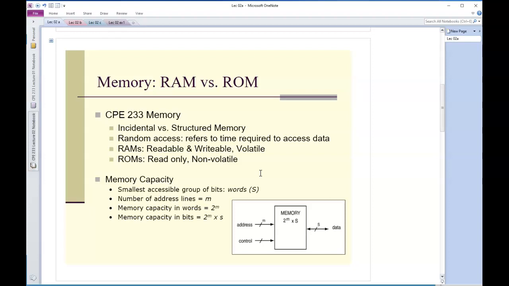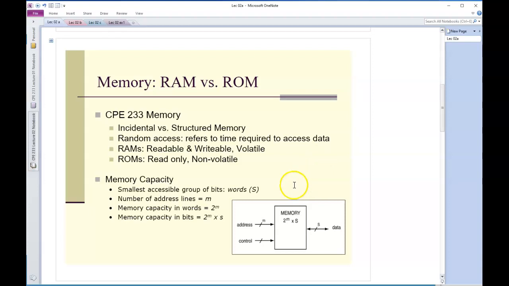The characteristics you want to take away are that RAMs are readable and writable, but they're volatile as well. You turn the power off, you lose your data. ROMs, typically speaking, are only readable, but you turn the power off, you don't lose the data. So this is a generic piece of memory here. It has 3 types of inputs and outputs: data inputs and outputs, address, and control.